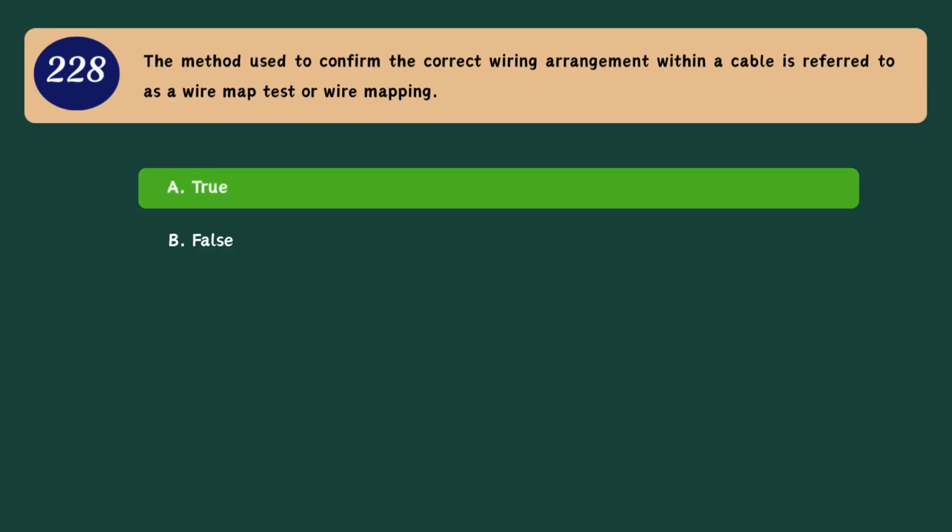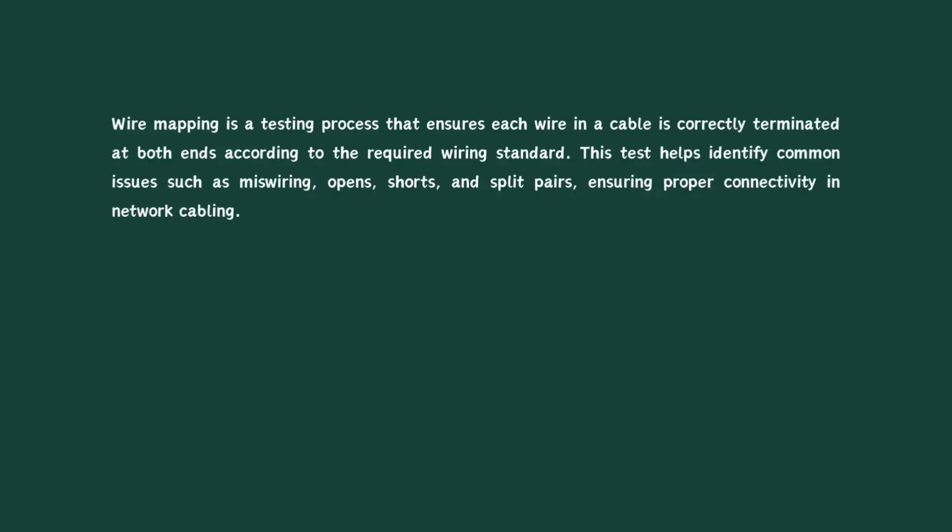Correct answer. A. True. Wire mapping is a testing process that ensures each wire in a cable is correctly terminated at both ends according to the required wiring standard. This test helps identify common issues such as miswiring, opens, shorts, and split pairs, ensuring proper connectivity in network cabling.